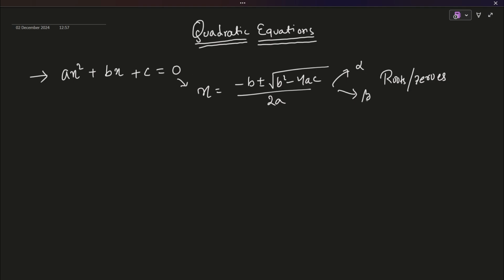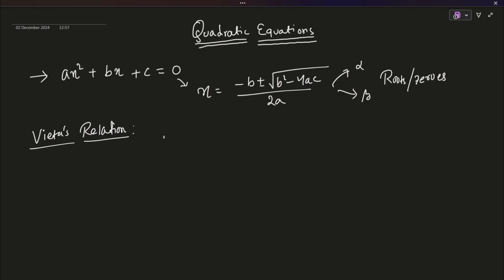Now, this alpha and beta, they are related with the coefficients of this equation in a certain way, and those are called Vieta's relations. So we will first look at what is Vieta's relations for a quadratic polynomial, and then we'll also look at for a general polynomial like cubic, quartic, or any nth degree polynomial as well.